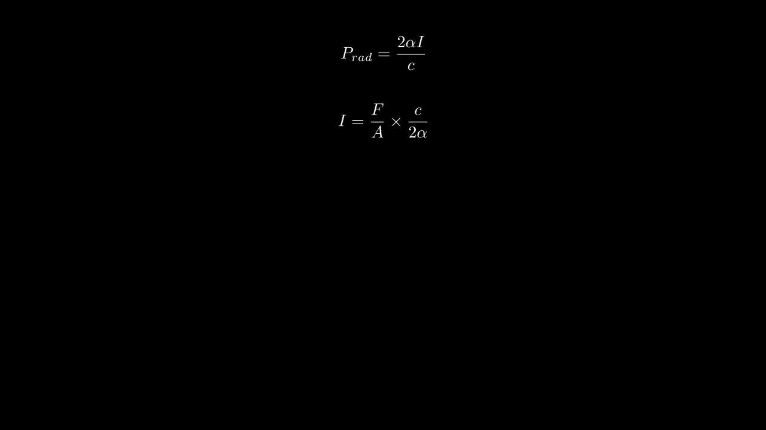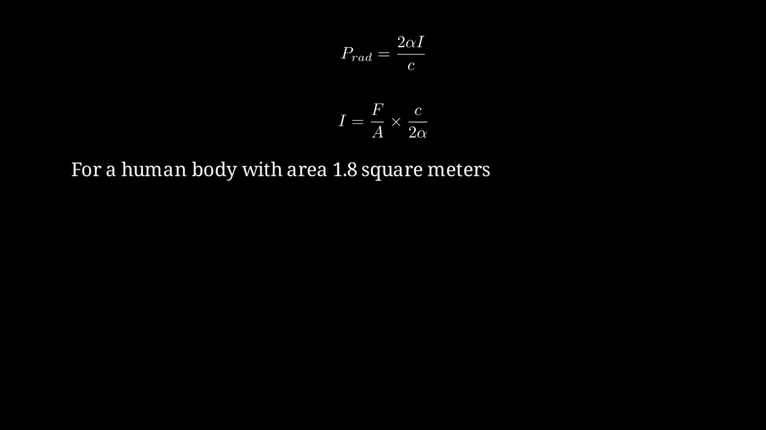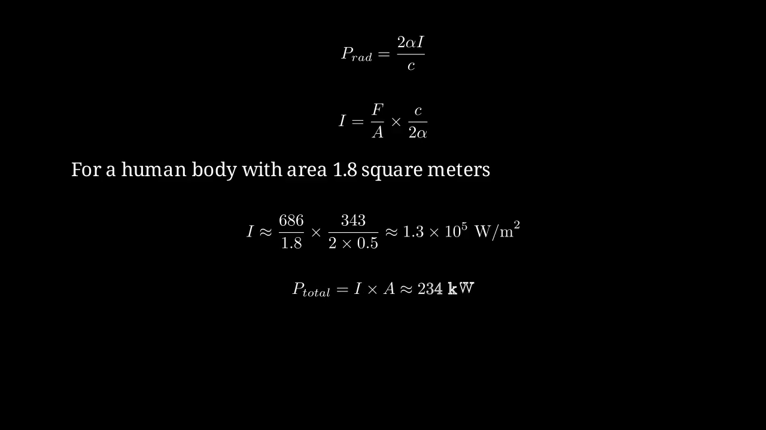Rearranging, the required intensity is force over area times c over 2 alpha. A human body has roughly 1.8 square meters of surface area. This gives an intensity of about 130,000 watts per square meter. The total power needed is intensity times area, approximately 234 kilowatts, just for one person.